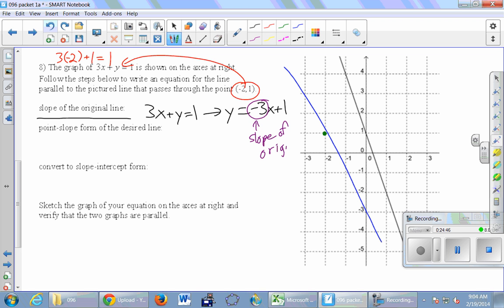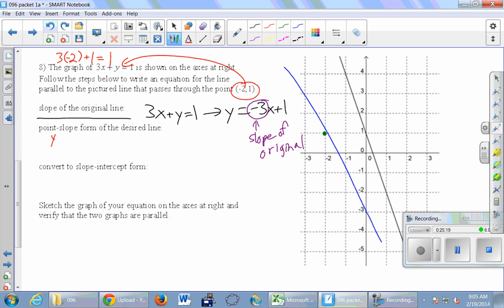So I'm going to write this is the slope of the original line to separate it from the line that we're trying to think about, the blue one. So the slope of the original line is -3. What does that mean about the slope of our line that's parallel? That's also -3, because we've already figured out that parallel lines have exactly the same slope. So not only is that -3 the slope of the black one, but it's also the slope of the blue one.